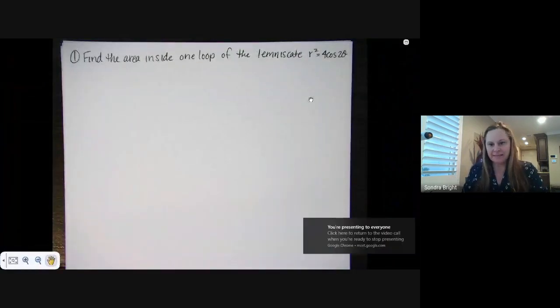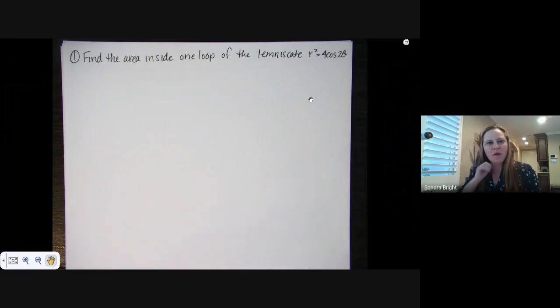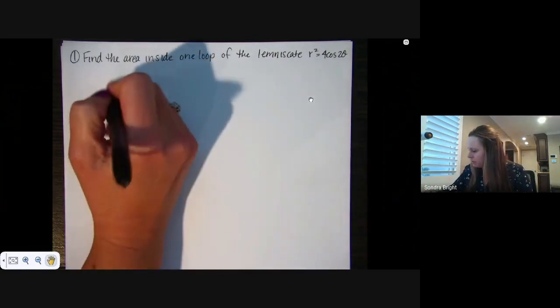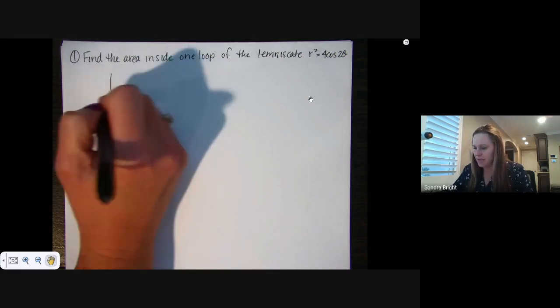All right, so the first one says we're going to find the area inside one loop of the lemniscate, r squared equals 4 cosine of 2 theta. All right, so let me draw a picture first. I don't have the polar graphs, but that's okay.